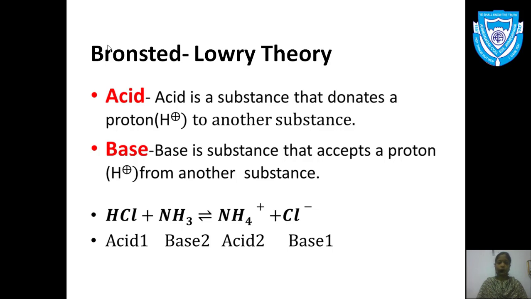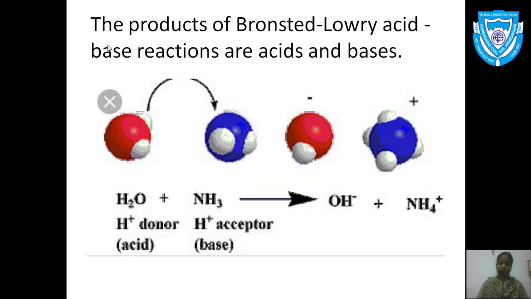For convenience, we write acid 1, base 2, and ammonium is again acid 2, and Cl minus is base 1. Hence two acid and base pairs are formed. HCl is acid 1 while Cl minus is base 1, this is one pair. Another pair is ammonia, that is base 2, and NH4 plus, which is acid 2. Now let us learn what is meant by an acid and base pair.